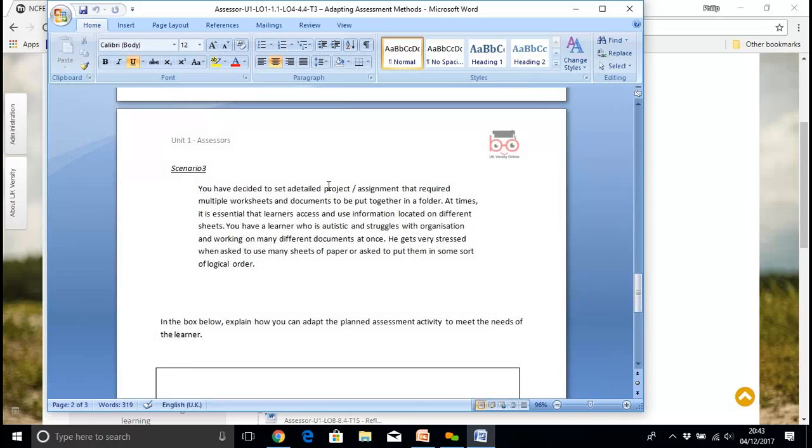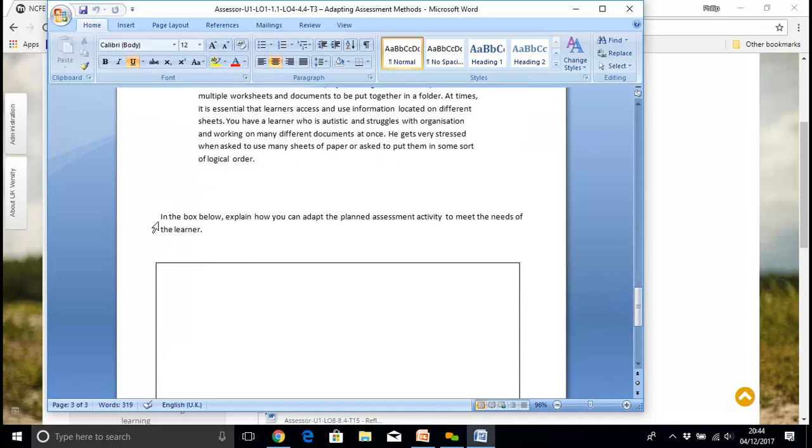You have decided to set a detailed project assignment that requires multiple worksheets and documents to be put together in a folder. At times, it's essential that learners access and use information located on different sheets. You have a learner who is autistic and struggles with organisation and working on many different documents at once. He gets very stressed when asked to use many sheets of paper or asked to put them into any sort of logical order. In the box below, explain how you could adapt the planned assessment activity to meet the needs of the particular learner.